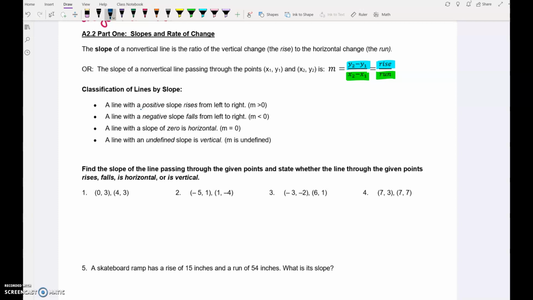A line that has positive slope rises from left to right. Ignore the bumpiness of that line. It is a positive slope line that I sketched.